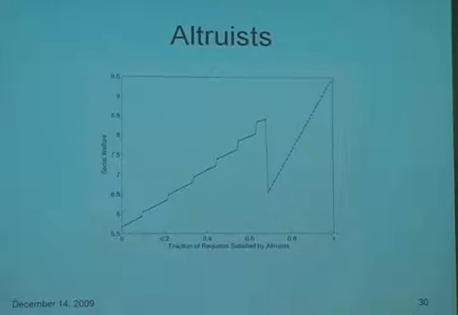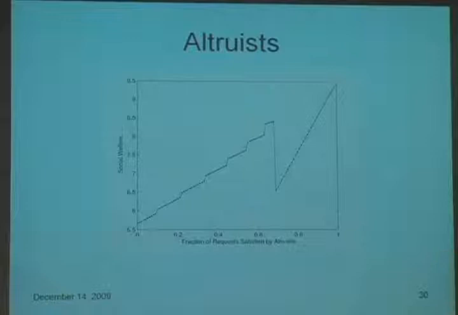So this is a plot of the fraction of requests that are satisfied by altruists on the x-axis, and social welfare on the y-axis. You can see that as the fraction of requests satisfied by altruists goes up and up, things are getting better. We have this monotonic increase, and then suddenly we get a big drop, and then a straight monotonic increase after that point. That big drop is the point where everyone who is not an altruist stops doing anything. The straight line going up is just the altruists satisfying some fraction of requests from then on, and that's what's providing the social welfare.